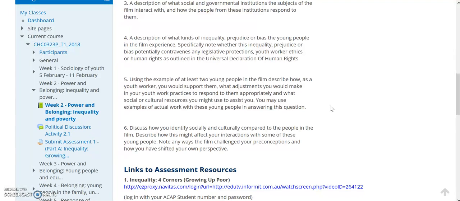So if you're a youth worker working in a youth centre and you come across these people, what can you do to help these young people to get by and to make their lives better? Because ultimately that is your responsibility if you're a youth worker. And discuss how you can socially identify with these people, culturally compare them to your circumstances and your experiences growing up, to show that you can build empathy with these people. How would you do that?